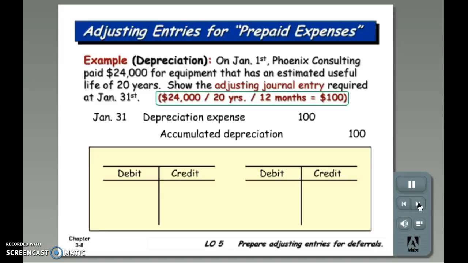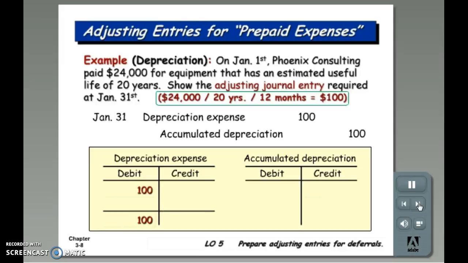The adjusting entry is posted to the T accounts with the following results. As discussed in Chapter 2, assets have normal debit balances, but because it is a contra asset account, accumulated depreciation has a credit balance.